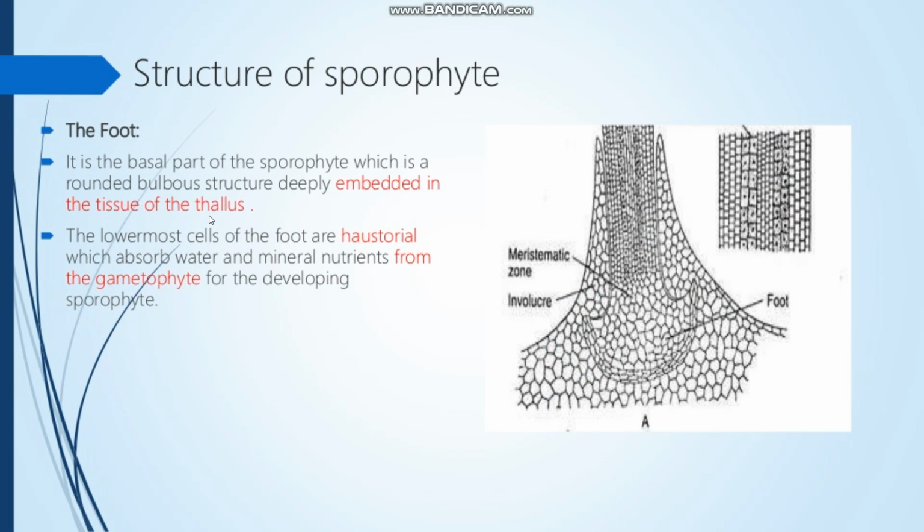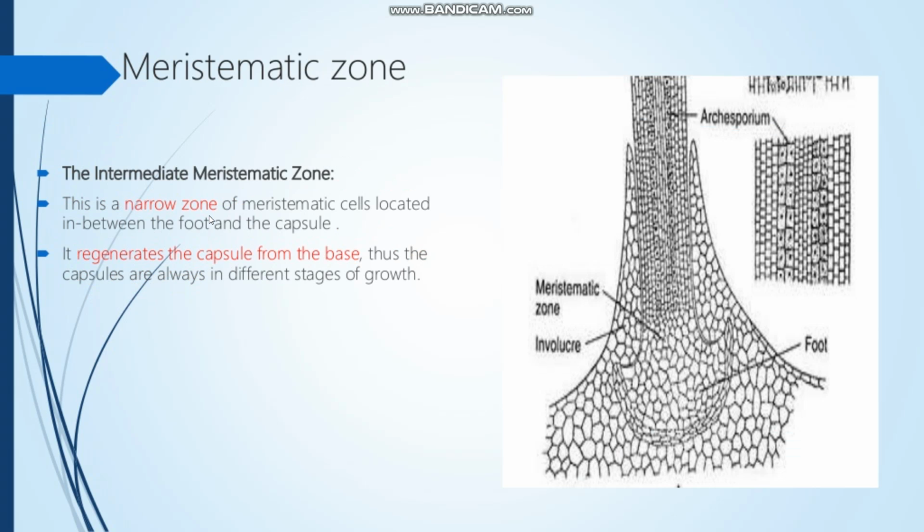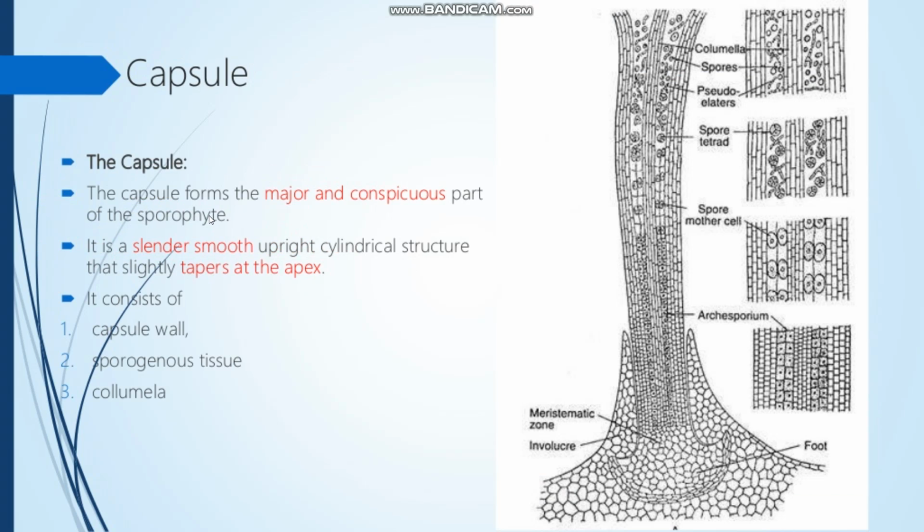Structure of sporophytes. The foot. It is the basal part of the sporophyte, a rounded bulbous structure deeply embedded in the tissue of the thallus, and the lowermost cells of the foot are haustoria, which absorb water and mineral nutrients from the gametophyte for the developing sporophyte. Meristematic zone. So the intermediate meristematic zone is a narrow zone of meristematic cells located between the foot and the capsule. It regenerates the capsule from the base, thus the capsule is always in different stages of growth.